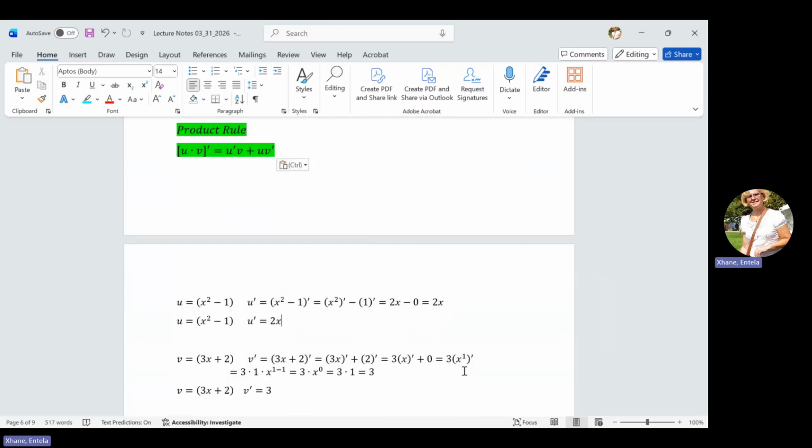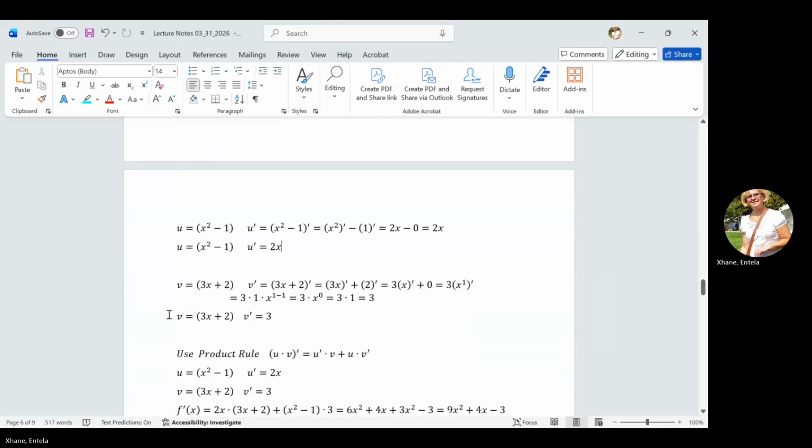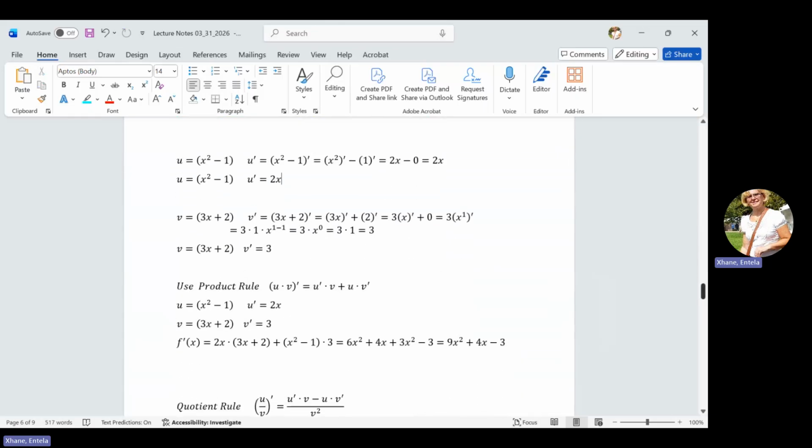So you get 3 times 1. 3 is already in there in front of it. So now you get a brand new coefficient 1 because of the power rule. So you get 3 times 1. And you have to decrease this exponent by 1. So the exponent becomes 1 minus 1. Eventually, that's 3 times 1 is 3. X becomes to the power 0, which we know is 1, and that's 3. So if function v is 3x plus 2, function v prime is going to be 3, which is the corresponding derivative. And now I'm ready to apply the product rule to get f prime of x.